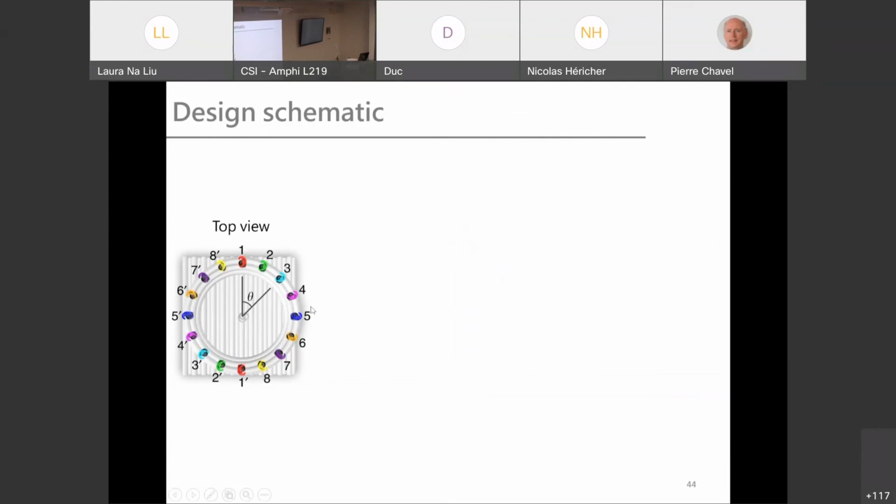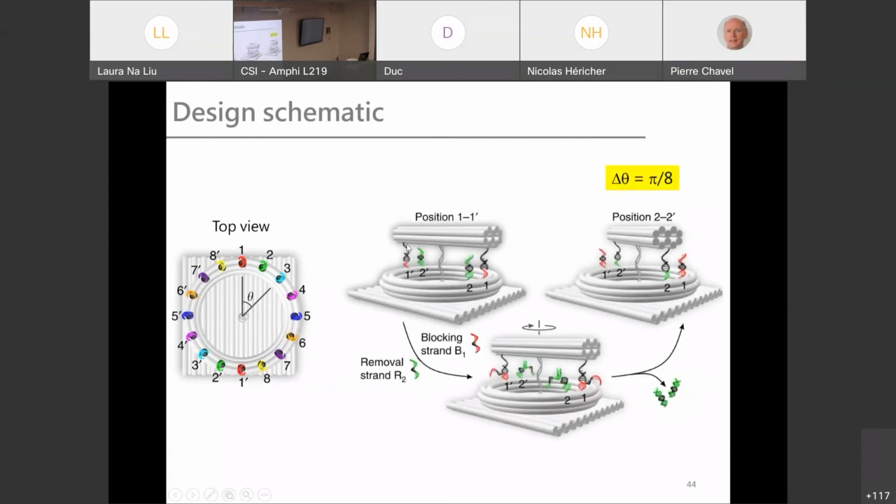I show you the design schematic. This is the ring track. We have 16 bending sites in 8 pairs. And here we have extended these black feet from the bundle, and the black feet can bend, for example, at this position, sites 1 and 1 prime. If we add the DNA driving strands into the solution, the 2 feet will be dissociated from position 1 and 1 prime, and then will bend to 2 and 2 prime.